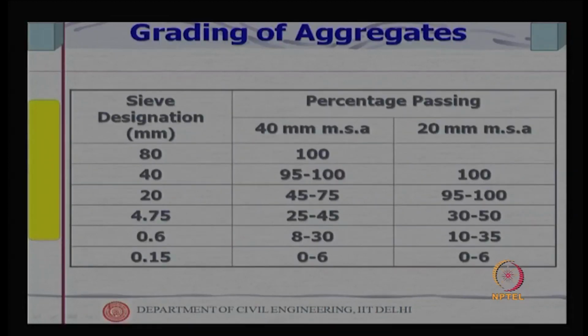This is typical grading requirements. If sieve designations are given, if it is a 20 mm aggregate, MSA 40 mm, then 100% must be passing through this, 95 to 100%. This is the grading requirement given in code, in a tabular form.